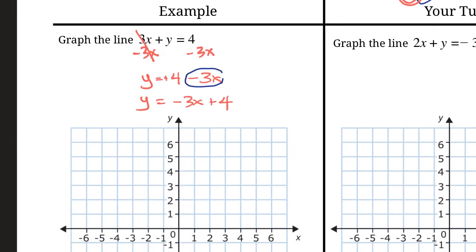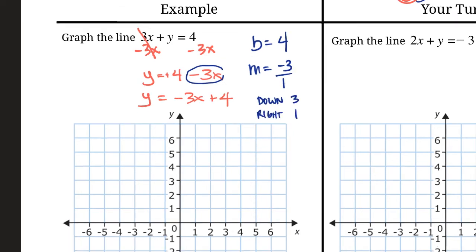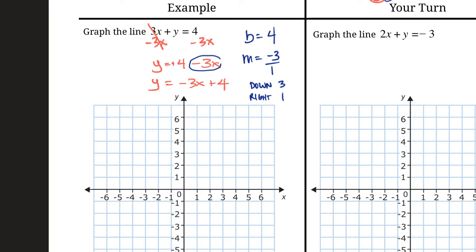So let's finish the question by sketching it. So we know the b value in this question is 4, right? Because that's the part that's by itself, the number that's by itself. And the slope, or the rate of change, is negative 3. And remember, we can write that as negative 3 over 1, which means down 3, right 1. So we start at 4, right? From that point, we go down 3, right 1. We end up there. Down 3, right 1. We end up there. Right?